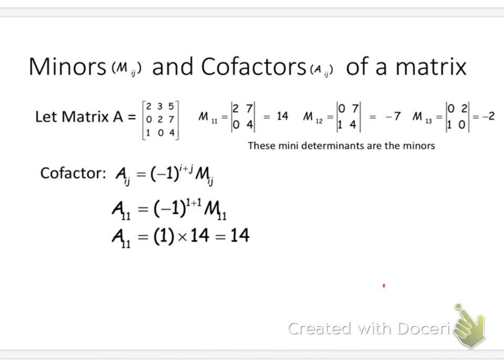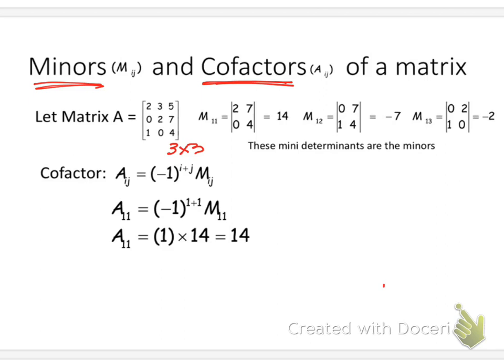Okay, on this lab, we're going to learn two new words, minors and cofactors. You get a minor by breaking up a larger matrix and then taking its determinant. So for example, here we have a 3 by 3 matrix.